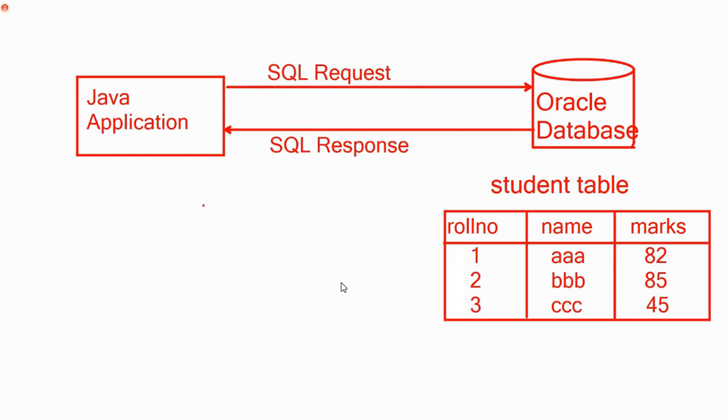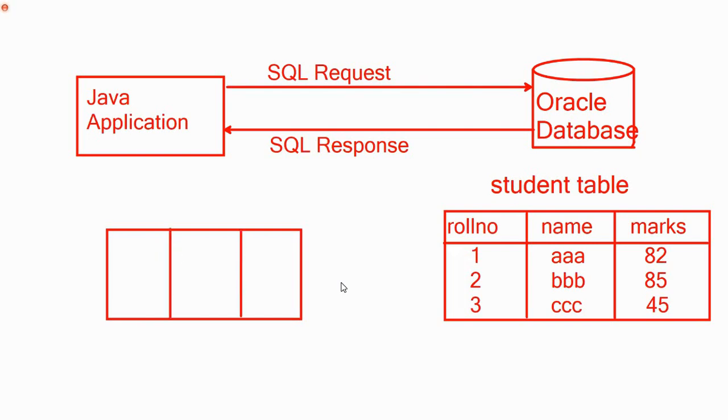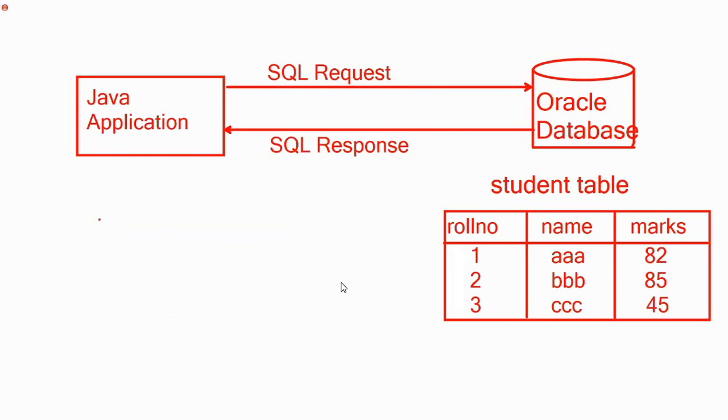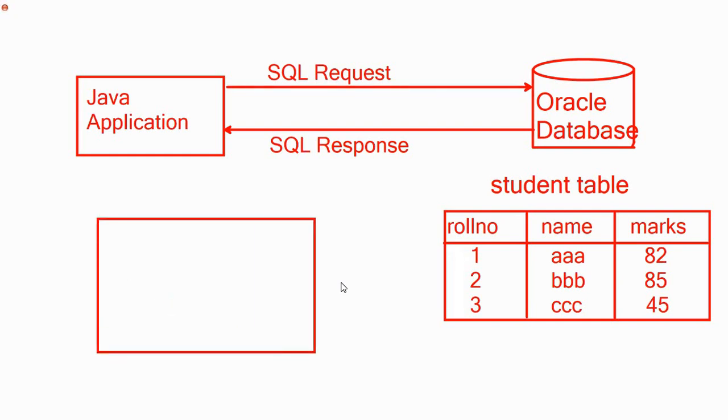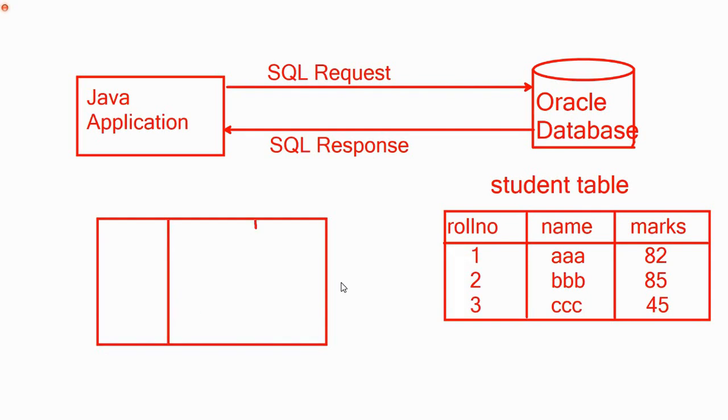Then the response comes, and that response comes like an object. That object we are calling a result set. So the object is different, the table is different. I'll explain with the diagrams.